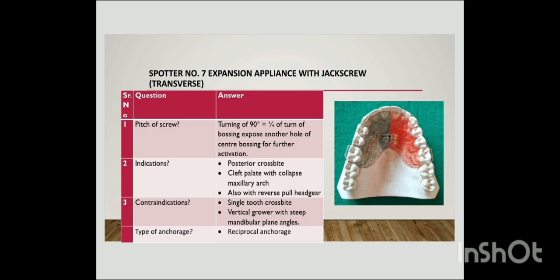In an expansion screw, it will comprise 4 holes in the central bossing. By giving the 90-degree activation, it will lead to a 1/4 turn which is equal to 0.25 mm of expansion. So, by giving the complete 4 turns or the 360-degree activation, how many mm of expansion will it create? It is just simple maths.